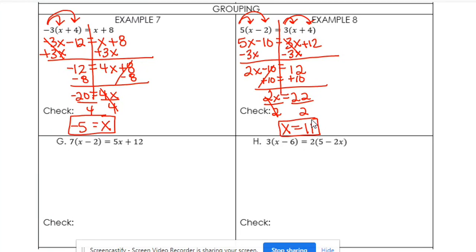So x equals 11. This one, you're also going to fill in parentheses on your calculator when you're checking it. So you're going to do 5, open parentheses, 11 minus 2, close parentheses, and hit equal. And so then you should get 45. On the right, you're going to do 3, open parentheses, 11 plus 4, close parentheses. So that side's going to give you 15 times 3 is 45 as well. So it does check out.